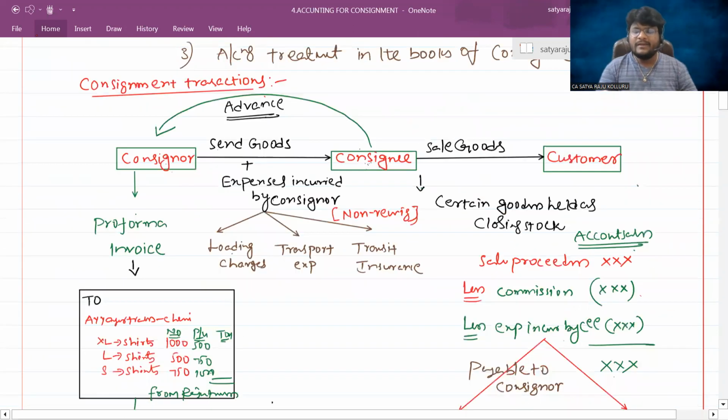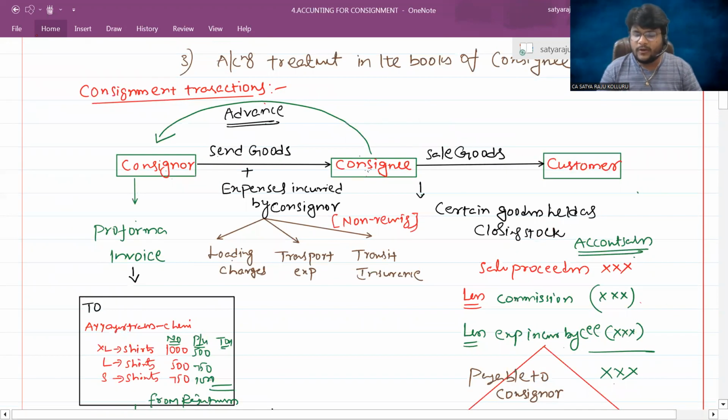So now you can easily identify who is consignor, who is consignee. If expenses are given, whether those are expenses incurred by consignor or by consignee, or whether those are non-recurring or recurring expenses. Do you understand how the pro forma invoice is going to be prepared, or what is the meaning of account sales when it is prepared by the consignee, what it represents? Do you understand? So all such things you can easily identify right now.